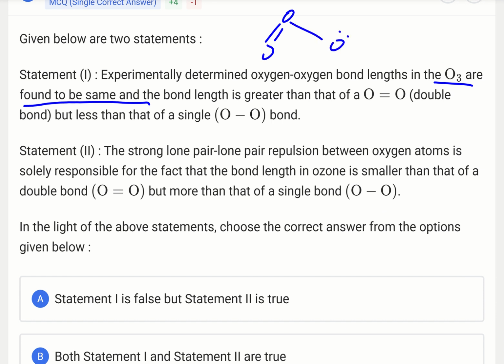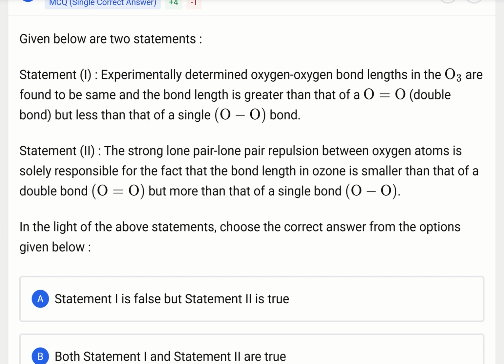Now there is a resonance, lone pair to bond pair, bond pair to lone pair. So that makes the bond length equal, and the bond length is greater than that of O=O. Yes, but less than that of single O-O. Okay, the whole statement is true. This is a true statement.